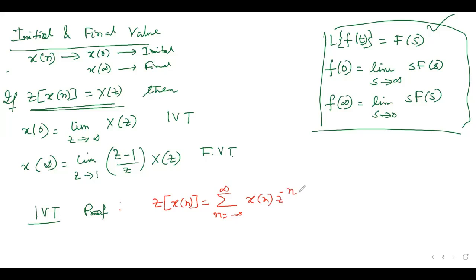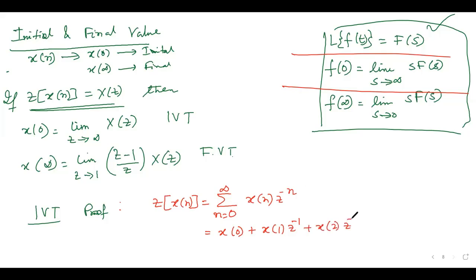Okay, let us consider the right hand side signal only. This is also valid for causal signals, that is for time greater than or equal to 0. That means here you write this as n equal to 0 to infinity. That means this is x(0) plus x(1) z to the power minus 1 plus x(2) z to the power minus 2 plus x(3) z to the power minus 3 and up to infinity. This is the z transform of x(n), which is known as X(z).